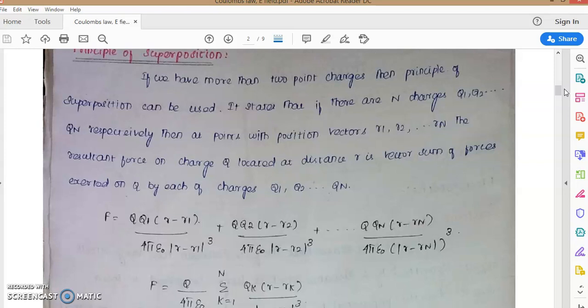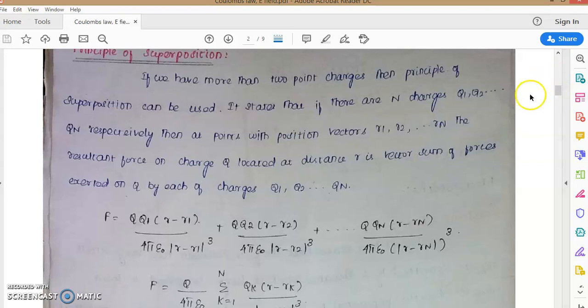which is nothing but the position vector. See, r1 is the distance of the charge q1 from the origin. Similarly, r2 is the distance of the charge q2 from the origin, etc. up to rn. rn is nothing but the distance of charge qn from the origin.